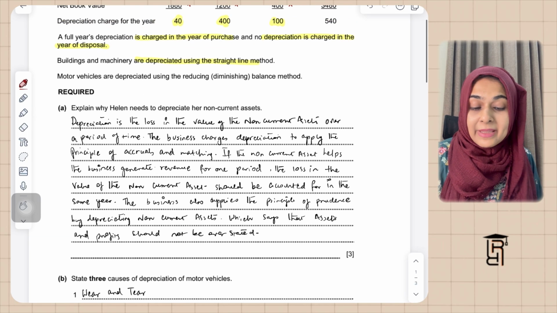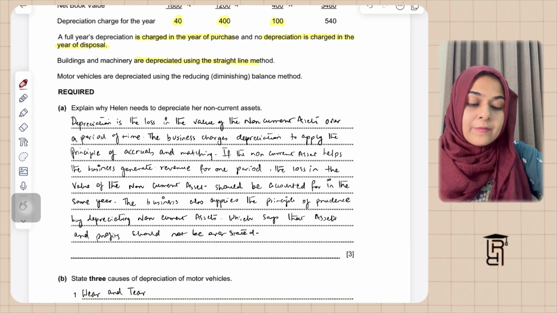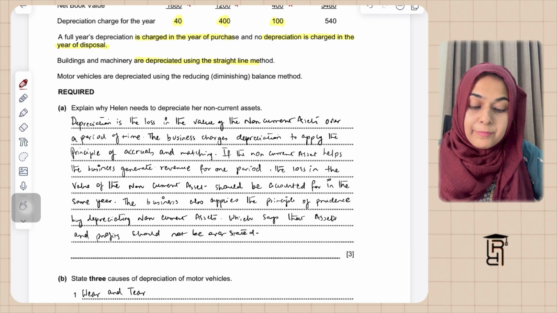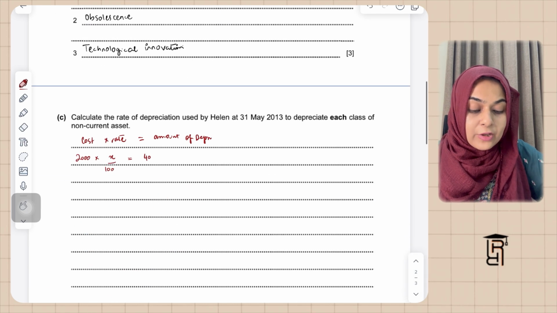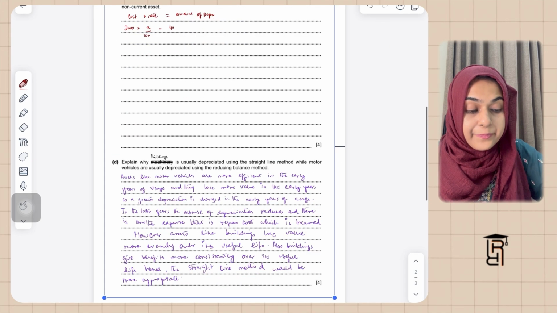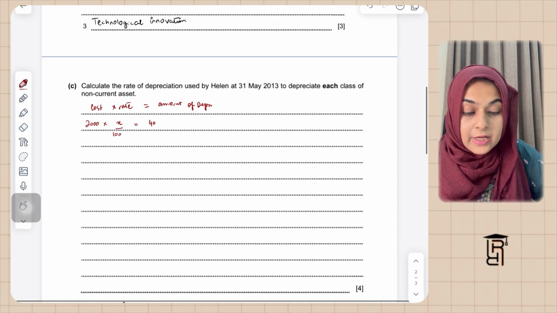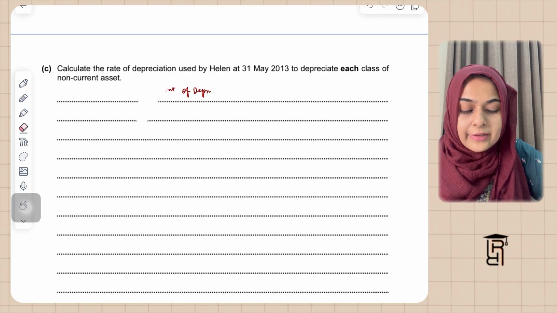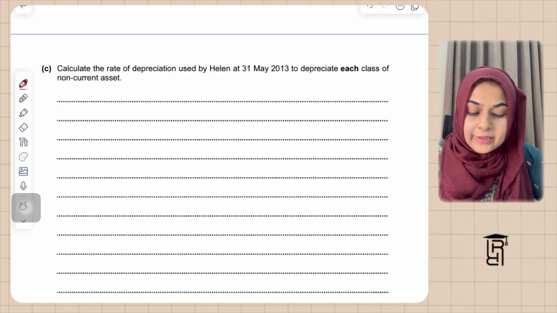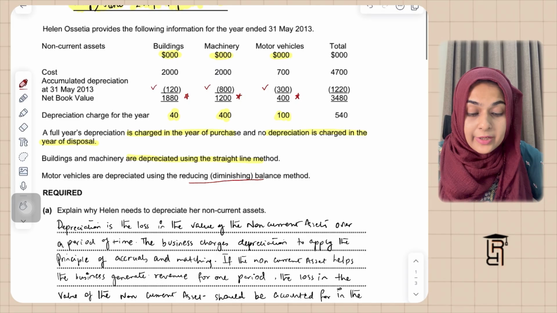So they've given you the methods. Yes, they have said that we've used straight line method for buildings and machinery, and for motor vehicles we've used the reducing balance method. But they are saying calculate the rate used by Helen to depreciate each class of non-current assets. So we have to basically calculate the rate for all these three of the non-current assets.